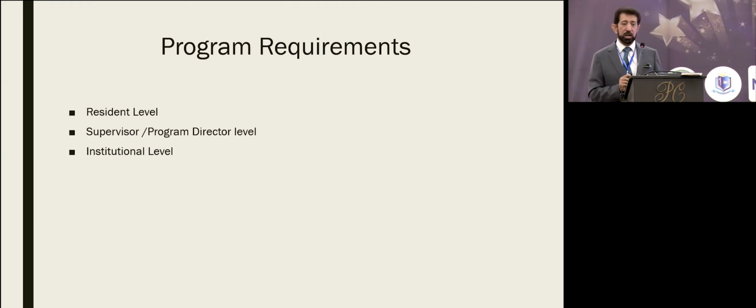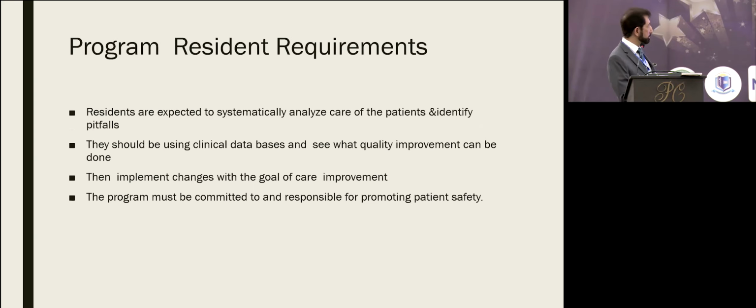So the program requirements are at three levels: the resident level, the program director, whom we call the supervisor in the College of Physicians and Surgeons, and the institution level. At all three levels, this program has a requirement to be implemented. And how is it going to be done?